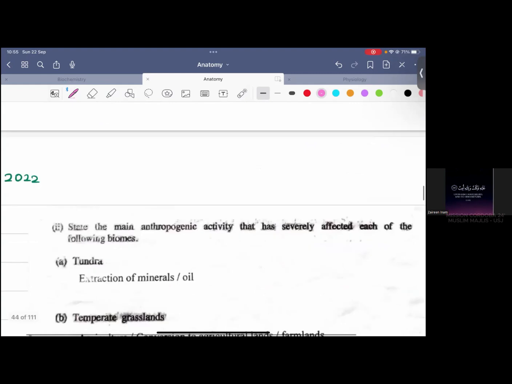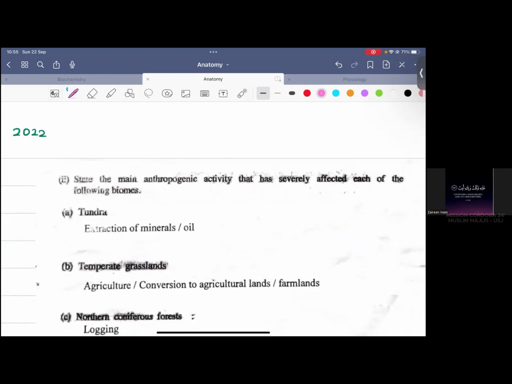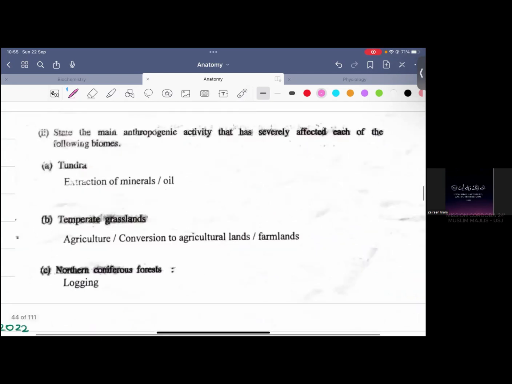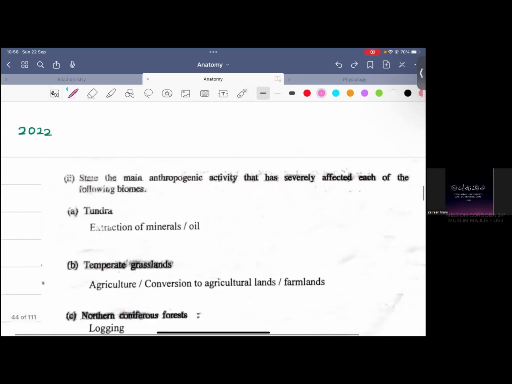Then these are some part two questions from structured questions. This has the answers also. Let's just see. State the main anthropogenic activity that has severely affected each of the following biomes. So what are anthropogenic activities? Our activities, human activities. In tundra, extraction of minerals or oil. Temperate grasslands, they are converting to agricultural land or farmlands. And northern coniferous forest, they do logging. This is from 2022.